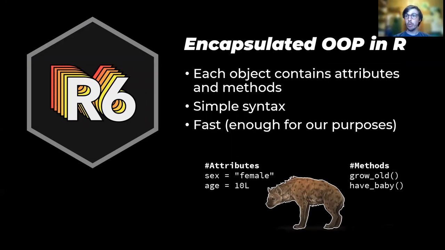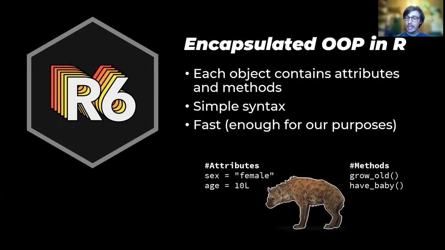So with encapsulated object-oriented programming, each object that we create has attributes contained within it. So these are characteristics of the object. So this might be things like its sex or its age, if we look at this object down the bottom here. And it also contains methods. These are things that the object can do. So in our animal object here, it could grow old, its age could increase, or it could have a baby, it could create a new animal.